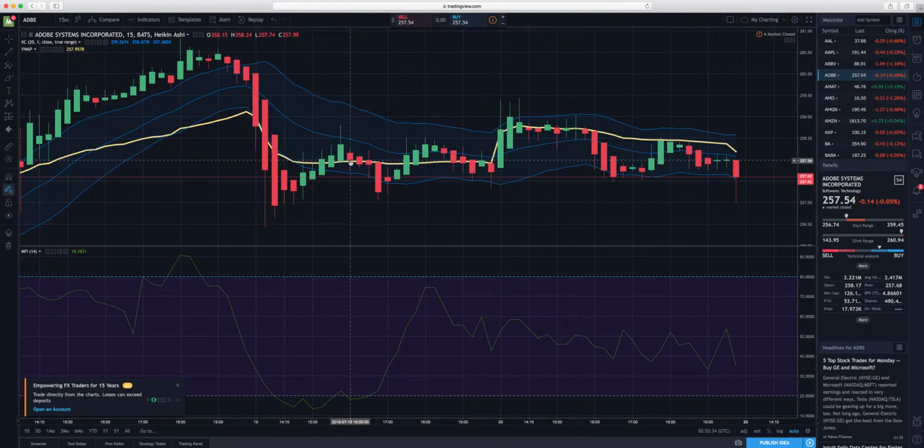You can also trade the VWAP. That's the yellow line right here. Once the stock goes above it, you don't want it to go below it. That's another trading method that I will sometimes use as well.